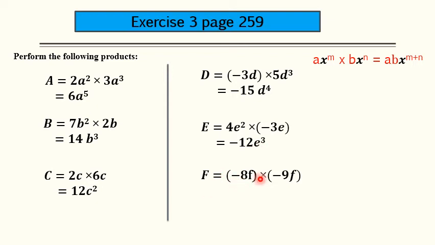F equals minus 8f times minus 9f. Minus 8, minus 9, sign by sign and number by number, then letter by letter. Minus times minus is a plus. 8 times 9 is 72, and f times f is f squared, so it's 72f squared.